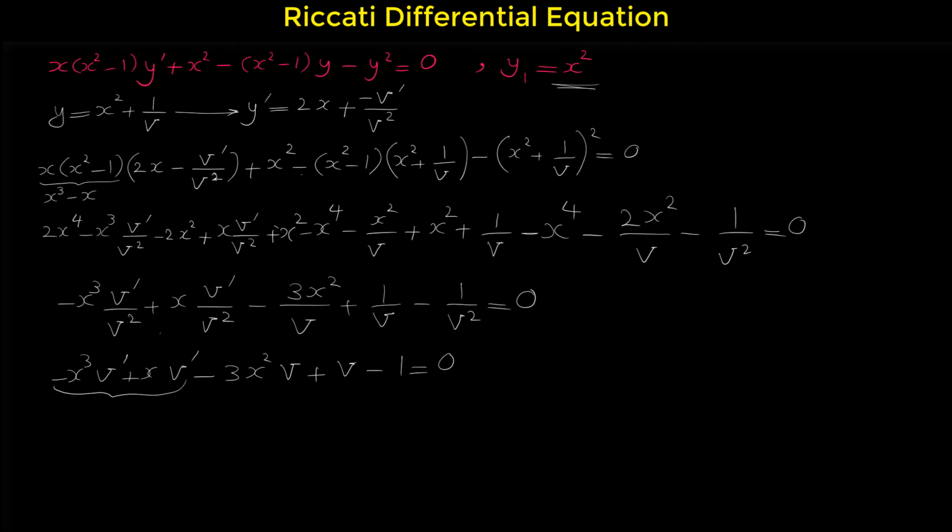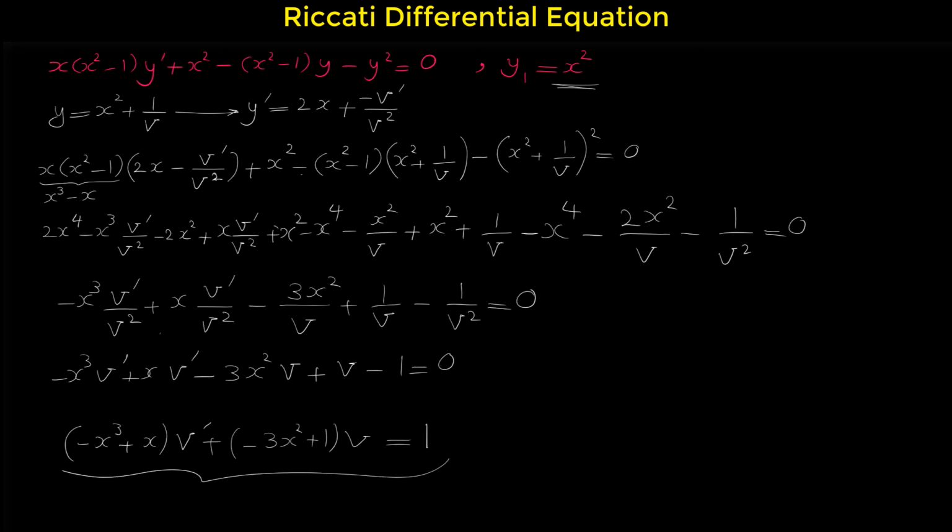Now here, between these two, we factor negative x^3 plus x times v prime, we factor v prime from these two. And in these two terms, if we factor v, we have negative 3x squared plus 1 times v. And if we move this negative 1 to the other side, this equals 1.